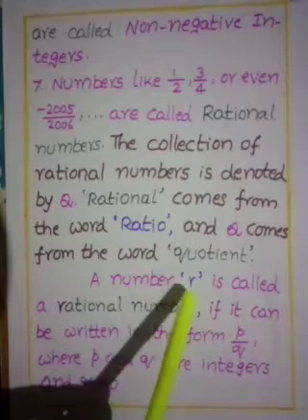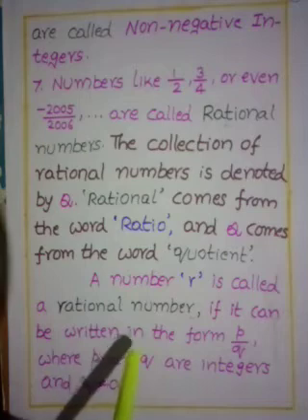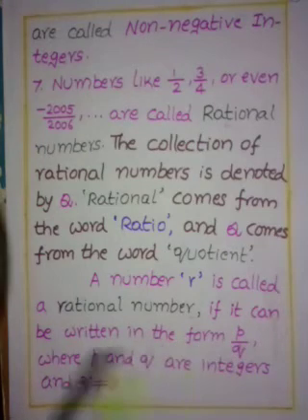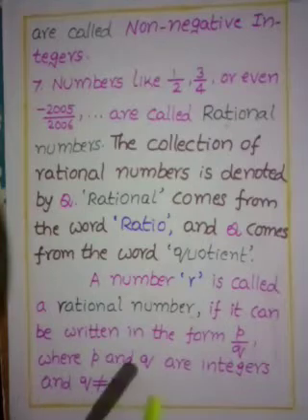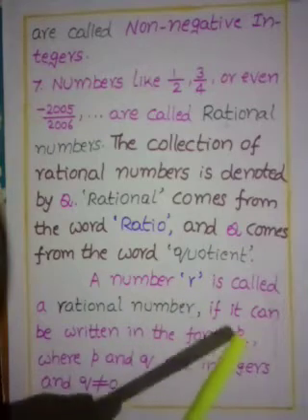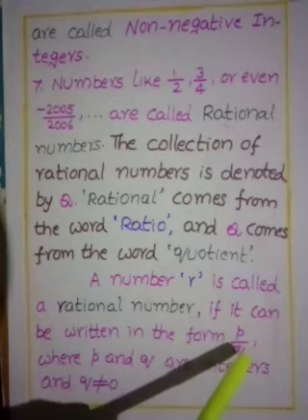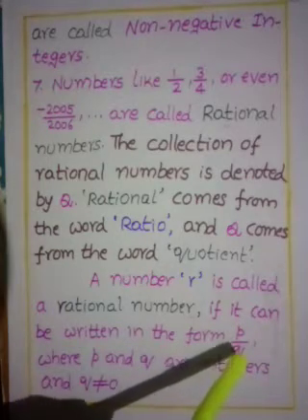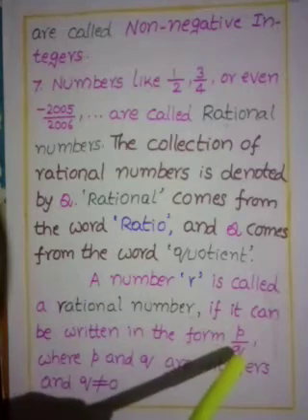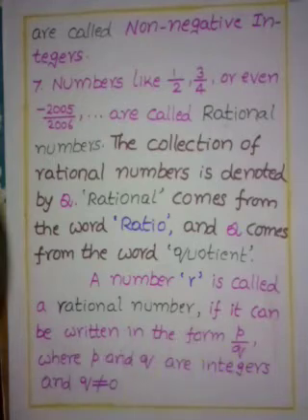A number r is called a rational number if it can be written in the form p by q, where p and q are integers and q is not equal to 0. If any number r is written in the form p by q, the numerator and the denominator should both be integers, and q should not be equal to 0. The denominator should not be 0. Understood, my dear children? Right.